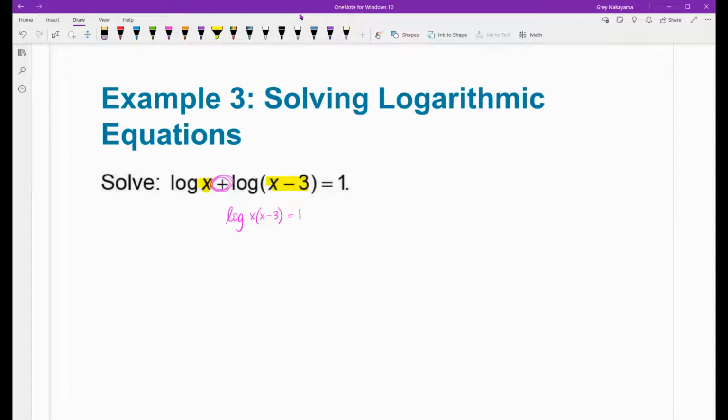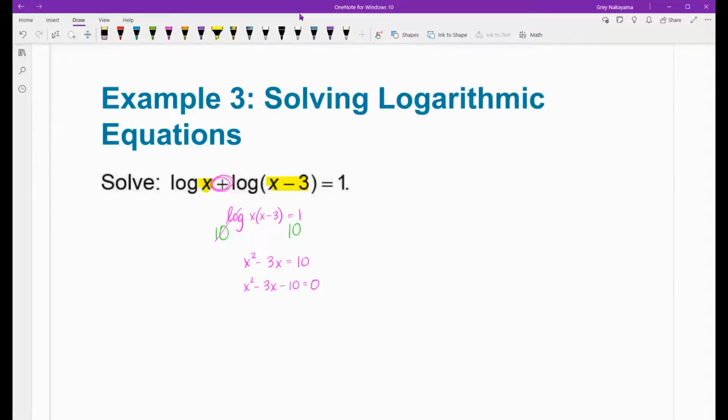So I'm going to exponentiate. And what is the base of that log? Well, if there's nothing written there, we know it's a 10. So I'm going to exponentiate with a 10. And I'm going to see that these are inverses. So on the left side, I'm going to get x times x minus 3, which is x squared minus 3x. And on the right side, I get 10 to the first, which is 10.